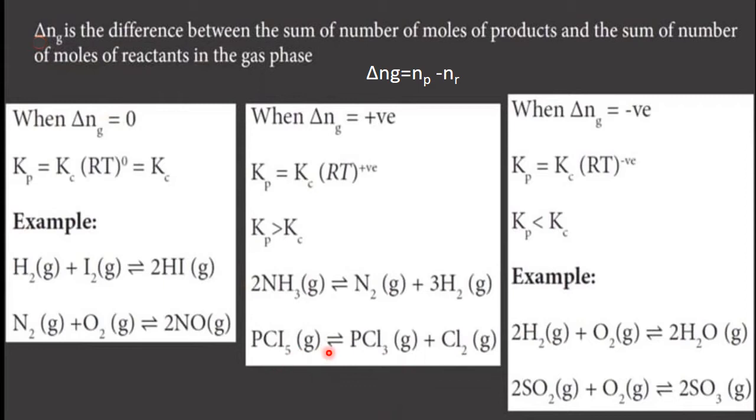Then the same way PCl5, how many moles of products? 1 plus 1, 2. So 2 minus PCl5 only 1. Okay, 2 minus 1, 1. So here also delta Ng is positive, Kp is greater than Kc.